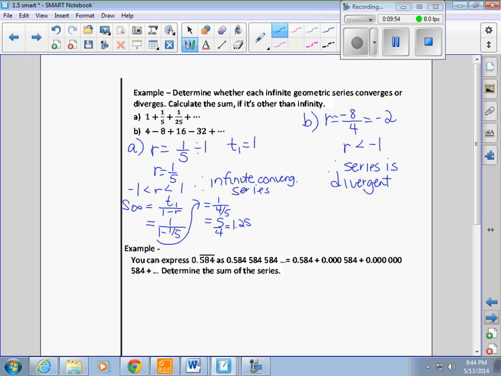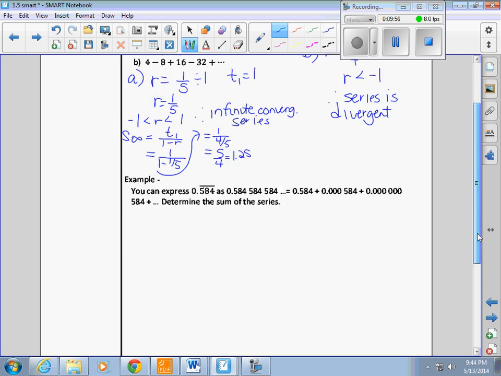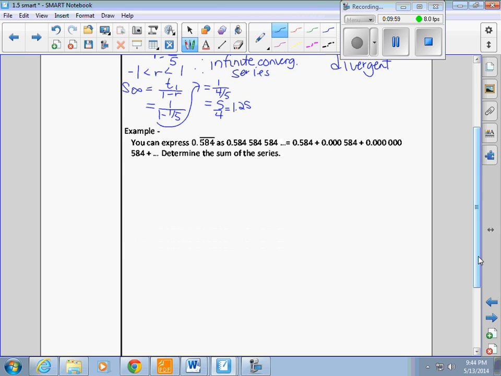So, next example, it says you can express 0.584 with the bar over top as 0.584584 or 0.584, if you want to express it as a sum, plus 0.00584 plus 0.0000, and I'm just going to write this in here, 584, and so on. So we would just keep adding zeros, 3 zeros, and then putting 584, 3 more zeros, and 584.